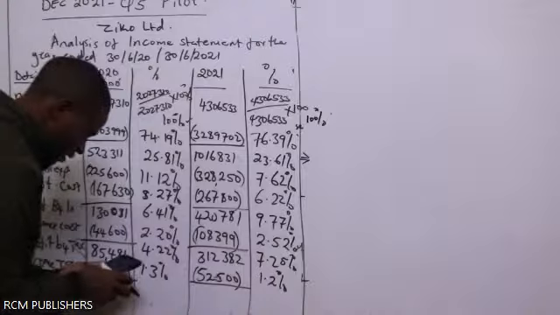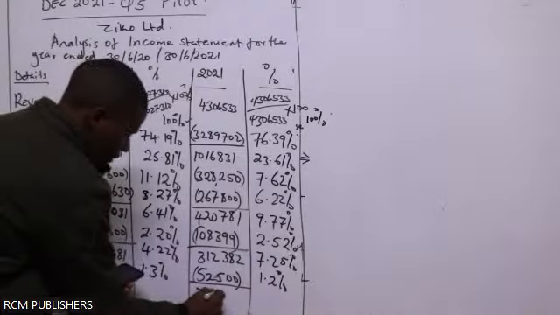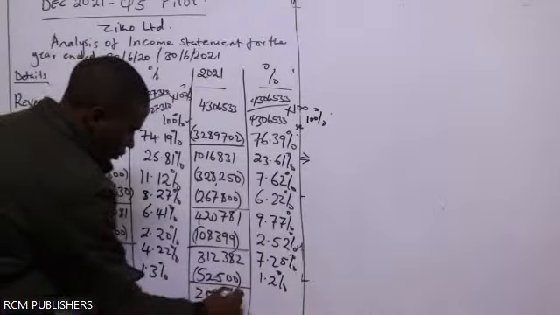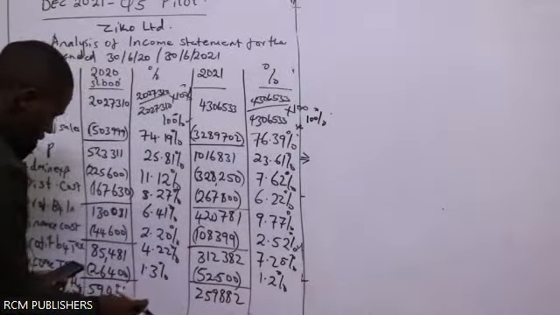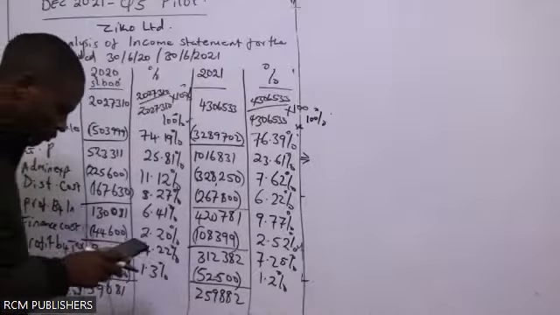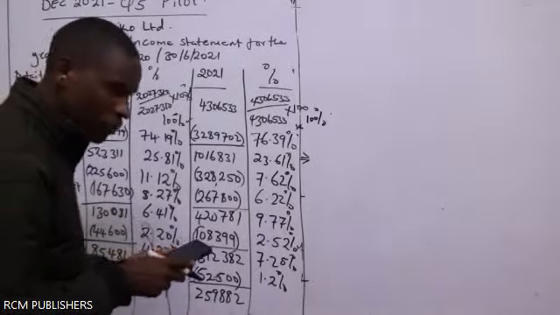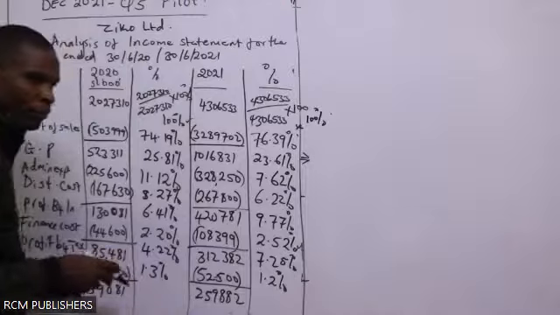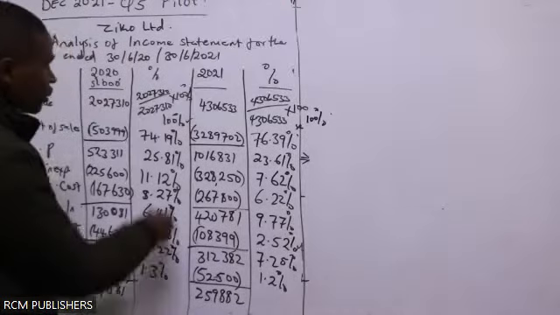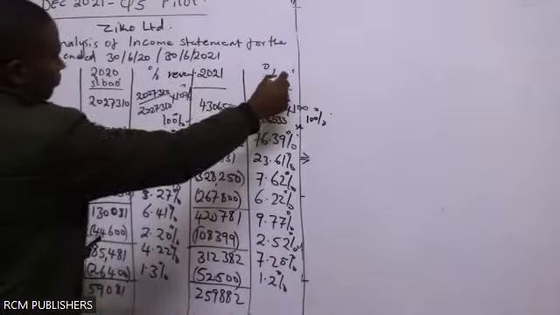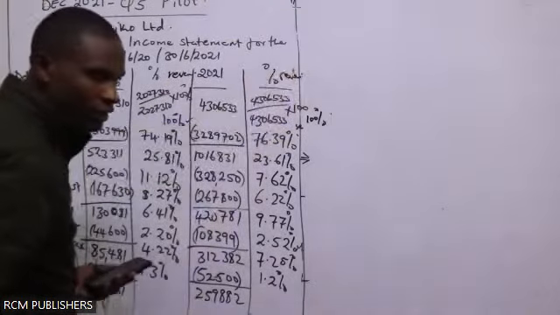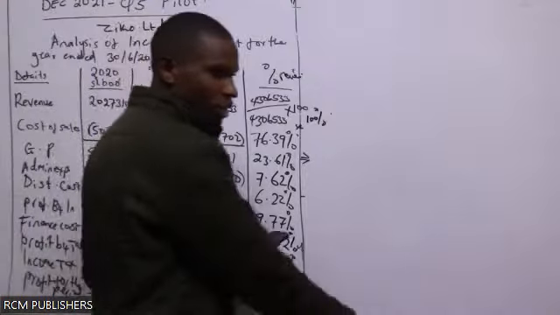59,081, 259,882. 259,882. Haya, nipatie hii ya profit for the year, napata ngapi? Profit for the year, as a percentage of revenue. A percentage of revenue, profit for the year mnapata ngapi?